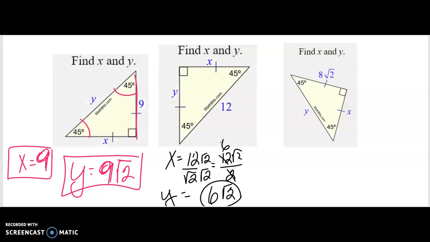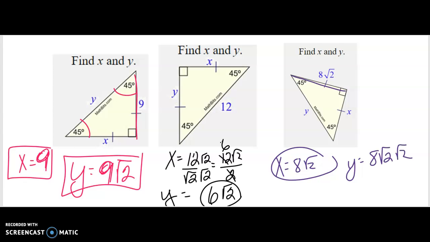Okay, so on this one, if one leg is 8 square root of 2, then the other leg is going to be 8 square root of 2. Y is going to be 8 square root of 2 with another square root of 2. Square root of 2 times the square root of 2 is square root of 4. Square root of 4 is 2. So y is going to be 16.